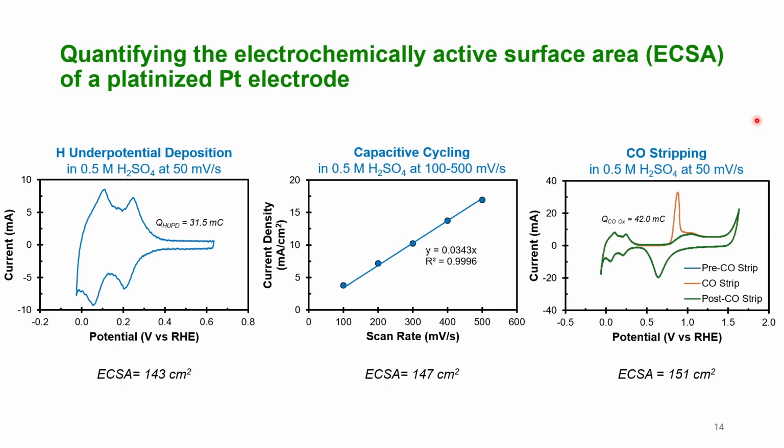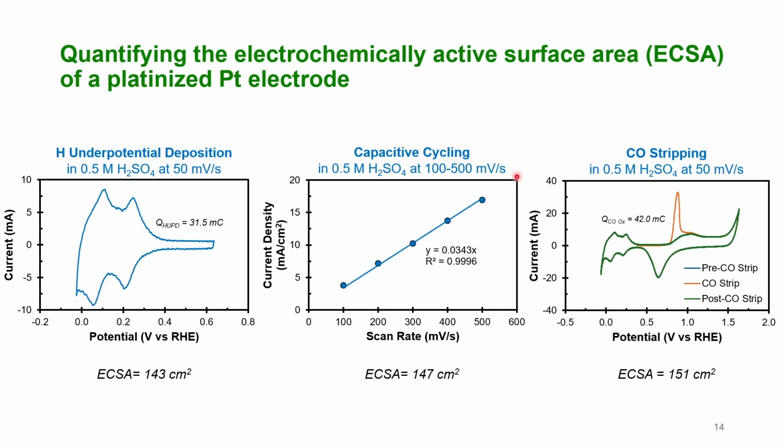So the first method that we used is known as hydrogen under potential deposition. This might look familiar from the platinum CV that you saw on a previous slide, where essentially HUPD is when a monolayer of hydrogen forms on the surface at potentials positive of its Nernst reversible potential. So essentially you can integrate these waves here and use a specific charge density, a very common number found in literature, in order to calculate the ECSA. And we calculated an ECSA of 143 centimeters squared.